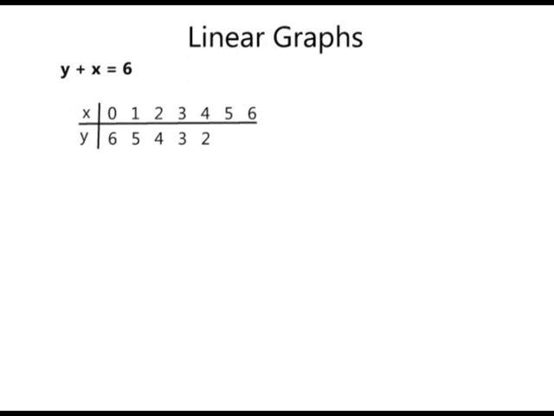When x is 5, we shall have 5 plus y is equal to 6, and therefore y is equal to 6 minus 5, and that is equal to 1. Finally, when x is 6, 6 plus y is equal to 6, and therefore y is equal to 6 minus 6, and that should give us 0. There we have our list of the values of x and the corresponding values of y for the equation x plus y is equal to 6.